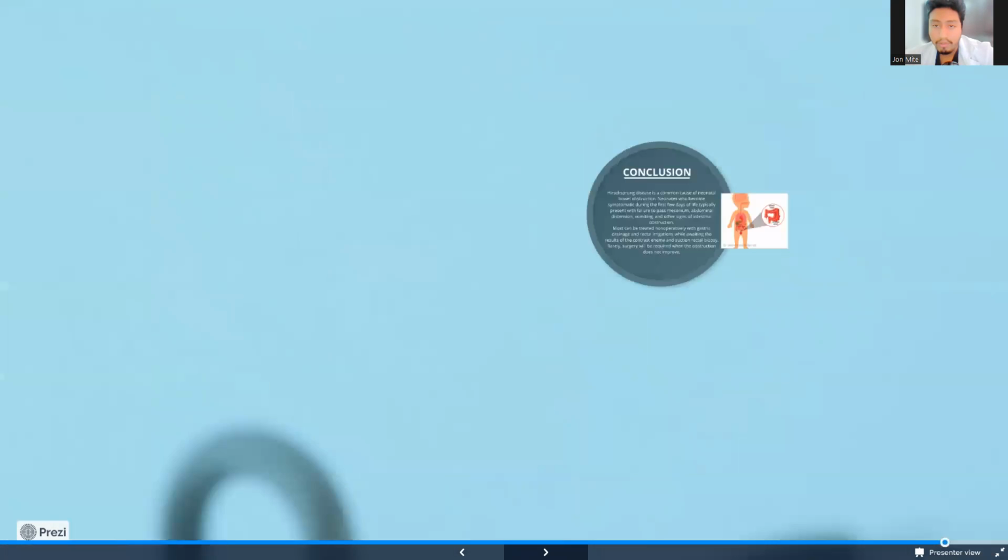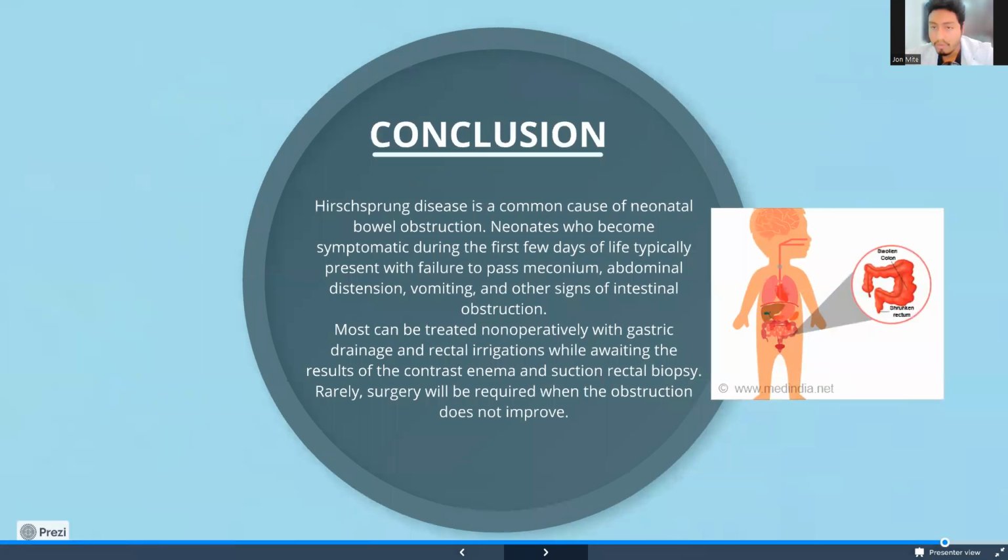In conclusion, Hirschsprung disease is a common cause of neonatal bowel obstruction. Neonates who become symptomatic during the first few days of life typically present with failure to pass meconium, abdominal distension, vomiting, and other signs of intestinal obstruction. Most can be managed non-operatively with gastric drainage and rectal irrigation while awaiting the results of the contrast enema and suction rectal biopsy. Rarely, surgery will be required when the obstruction does not improve.